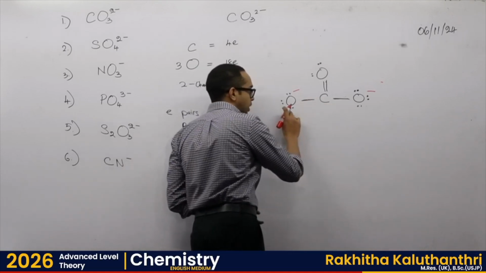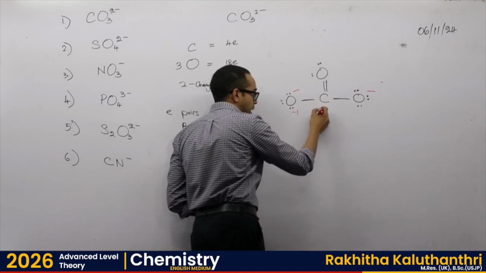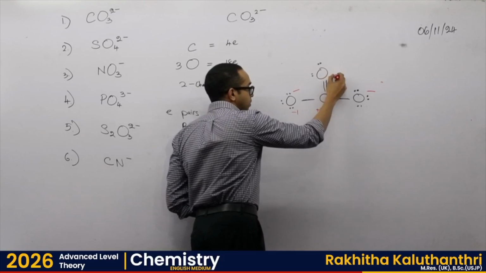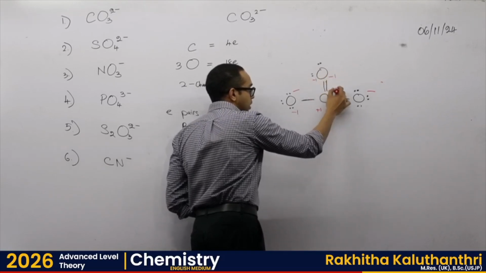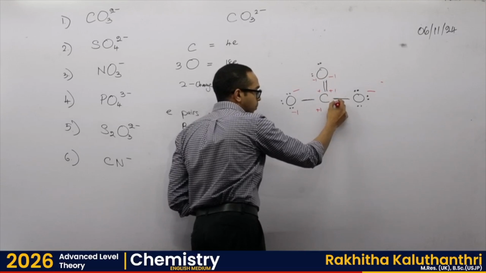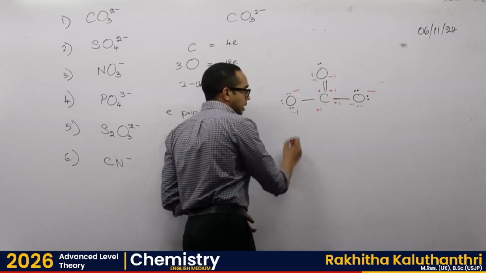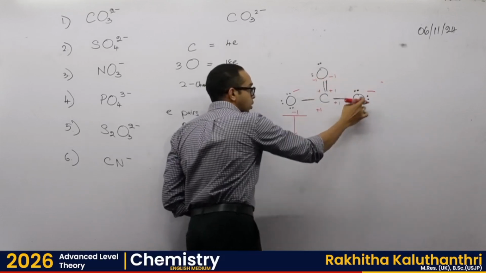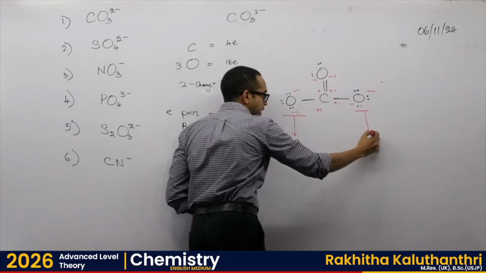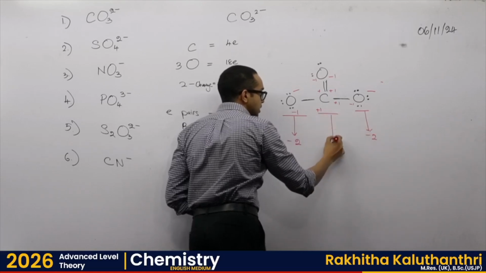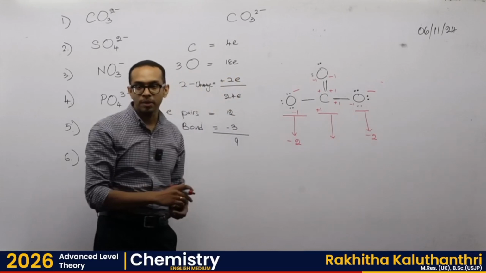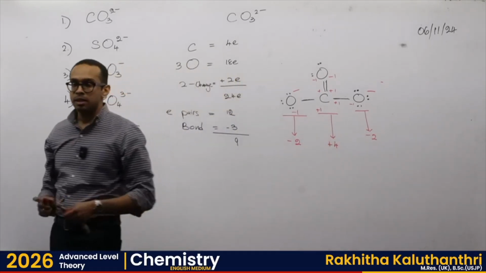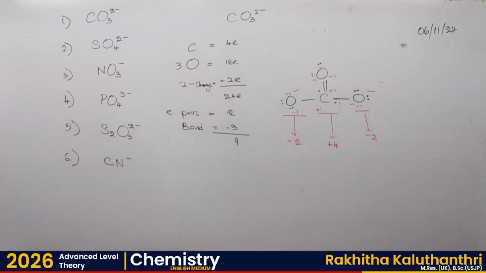In this bond, oxygen is more electronegative, so it gets -1, carbon gets +1. There are 2 bonds here. Oxygen is more electronegative, oxygen gets -1 on each bond, carbon gets +1. Here also the same, +1 on carbon, -1 on oxygen. Each of the oxygens is -2. You can see over here also -2. Over here also -2. Each oxygen is -2. This carbon over here, what is the oxidation number of carbon? +4. Is that clear?